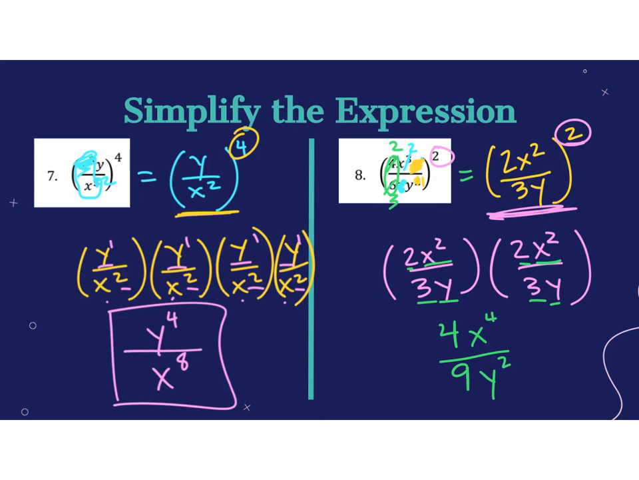Just do a spot check just in case you may have missed something. When I look at 4 over 9, 4 and 9 don't have any common factors. So I know there's nothing else that I can reduce with that fraction. Then if I look at the variables, I have an x on the top and a y on the bottom, and that's it. So there's nothing else I can reduce with the variables. But it is good to just do a spot check and make sure that you've simplified everything that you can.